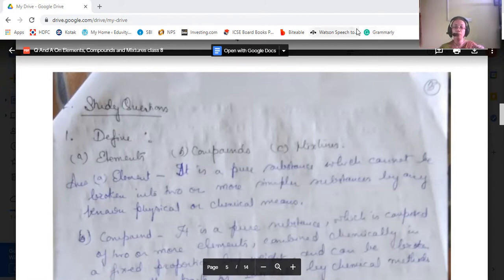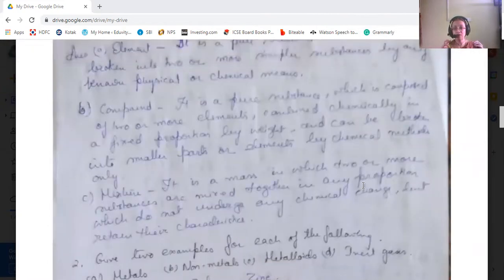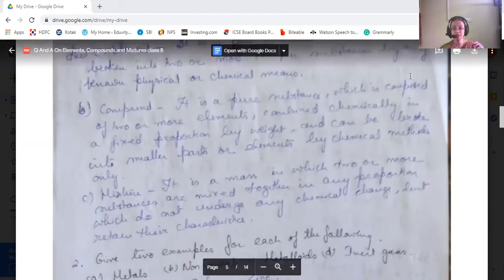Then we come to compound. Okay, so compound is a pure substance. Again, it is also a pure substance which is composed of two or more elements. They are combined chemically. See here, in this compound, though it is a pure substance, it is composed of two or more elements, and they are combined chemically.